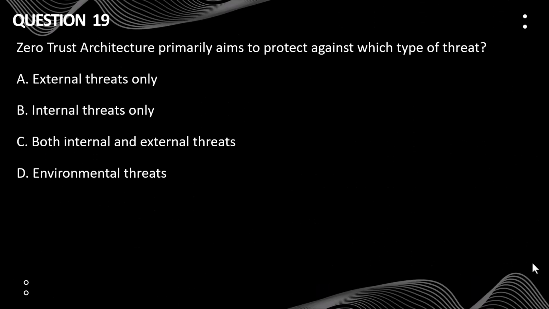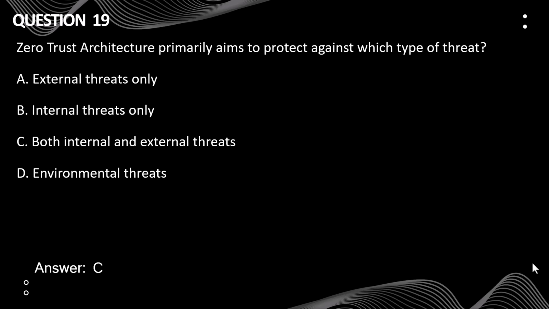Question 19. Zero Trust architecture primarily aims to protect against which type of threat? A. External threats only. B. Internal threats only. C. Both internal and external threats. D. Environmental threats. The answer is option C.